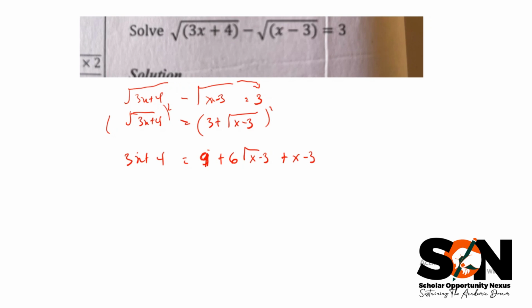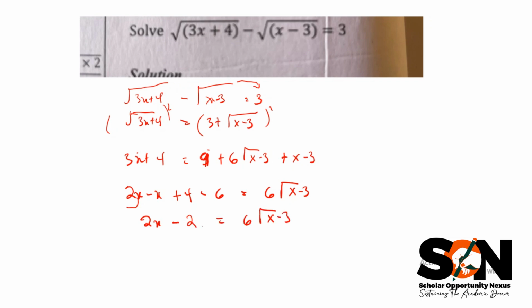Then you need to simplify and send everything to the other side. So if you send this, you get 2x. Okay, let me just write down. So minus x for this, plus 4, 9 plus 9 minus this will give you 6. So you have minus 6, and this should be equal to 6 square root of x minus 3. Okay, then this should give us 2x minus what? 2 to be equal to 6 square root of x minus 3.